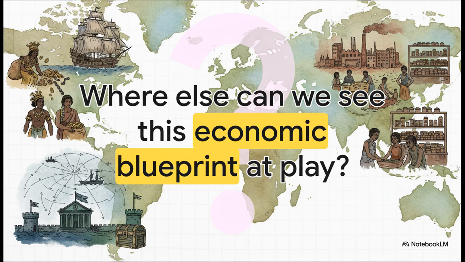So when you think of colonialism as an economic playbook, it gives you a powerful new lens to understand history. This blueprint of plunder, then market creation, and finally consolidation, it wasn't unique to India. So the final question to think about is this: where else can we see the same economic strategy shaping the modern world?